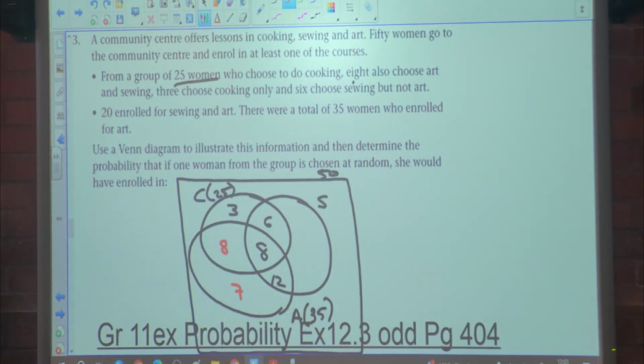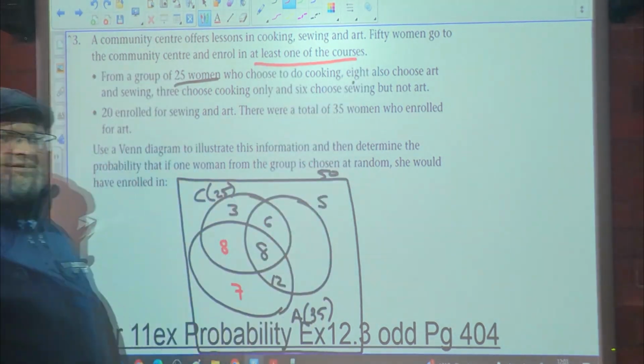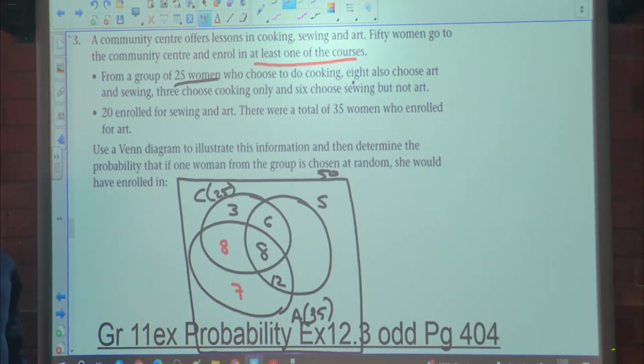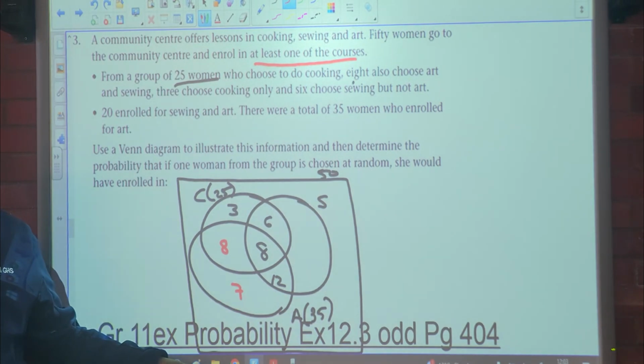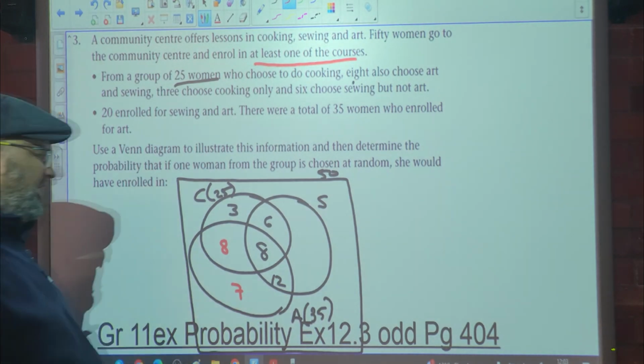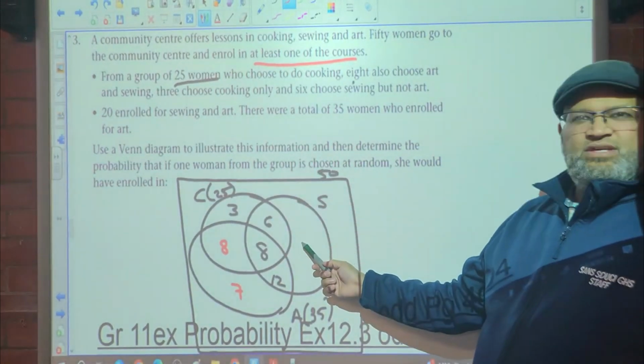A community center offers lessons in cooking, sewing and art. 50 women go to the community center and enroll in at least one course. What information does that give us? There's nobody on the outside. Can you see that, people? So now that means to say we can calculate how many does sewing only.